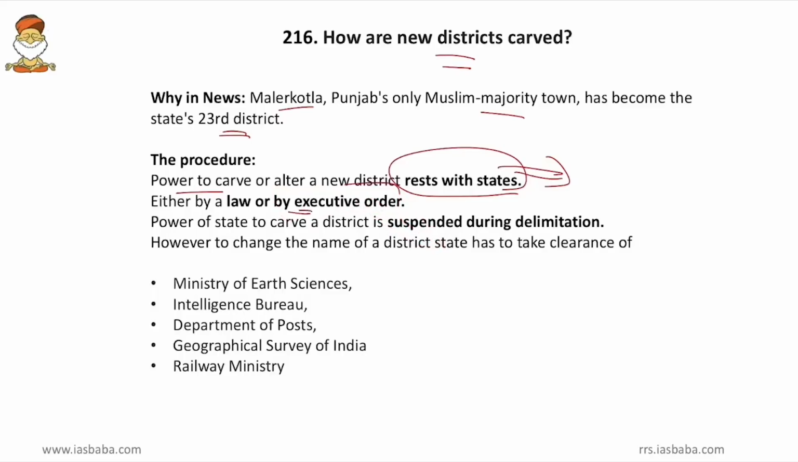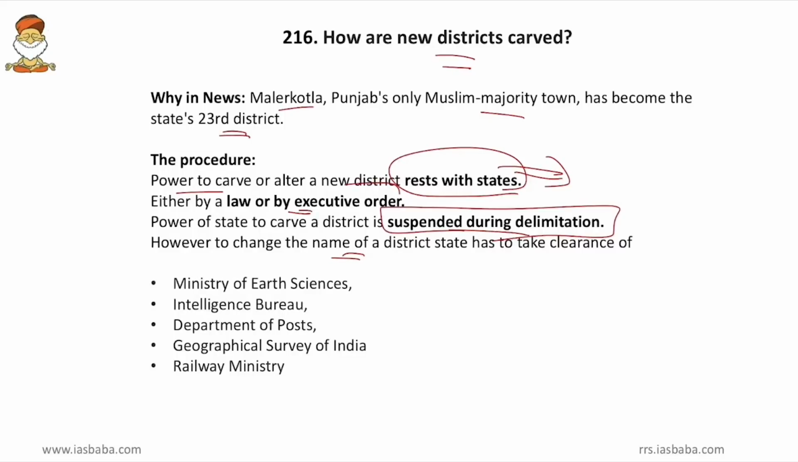Coming to the next, the power of a state to carve a district is suspended during delimitation. So when delimitation is going on, you cannot carve out a district or alter the boundary of a district. However, a change of name of a district can be taken up only after clearance from the central government is given. So in changing the name, the central government comes into the picture.